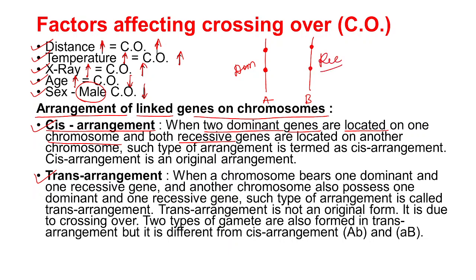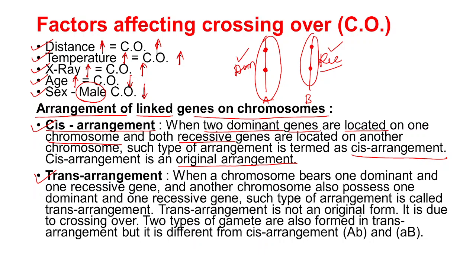If one chromosome contains both the dominant genes and another chromosome contains both the recessive genes, then that type of arrangement of the genes is termed as cis arrangement. Do remember the important point: naturally, cis arrangement will be seen. That means the original arrangement of the genes will always be in the form of cis arrangement.